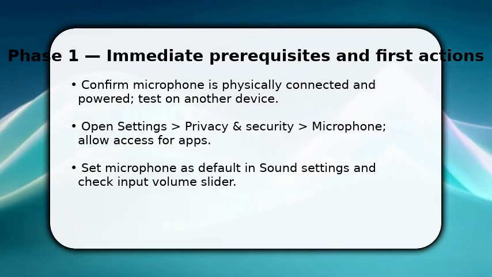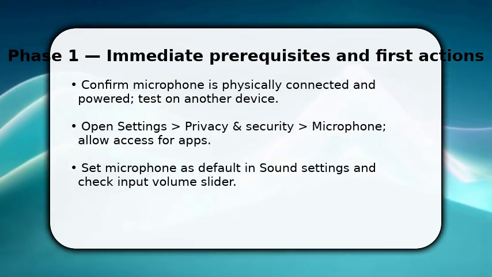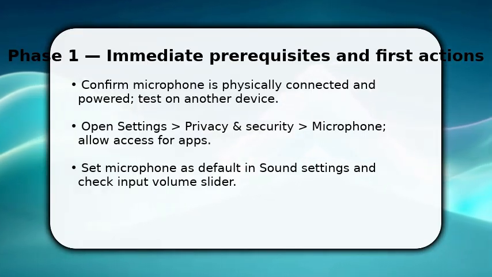Make sure the device appears in Sound Input and set it as the default device. Adjust the input volume slider to about 75% and observe the indicator while you speak, so you know it's responding.